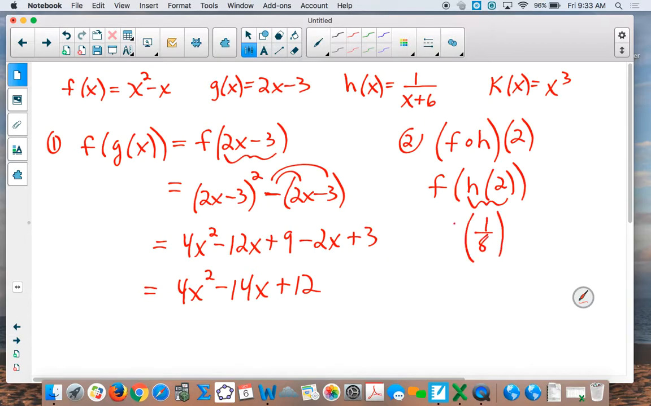And now we want to evaluate f at 1/8. So that means anywhere we see an x, we're going to put in 1/8. So we have (1/8) squared minus 1/8. Okay, and if we work that out, 1/64 minus 1/8. And you can work that out to get your final solution.